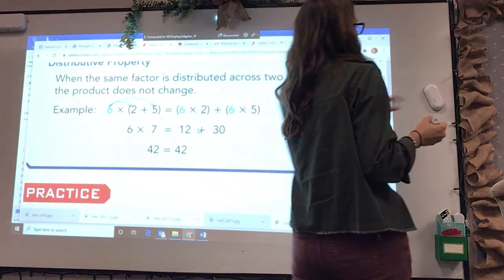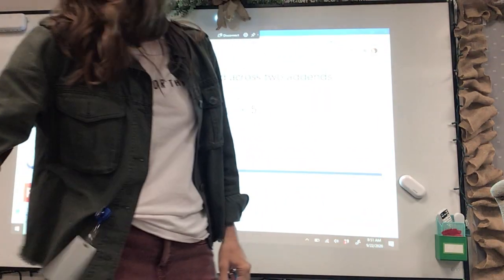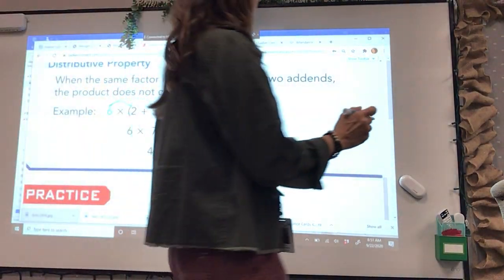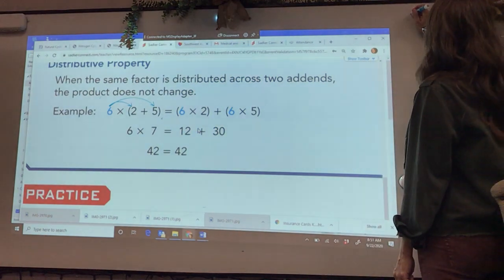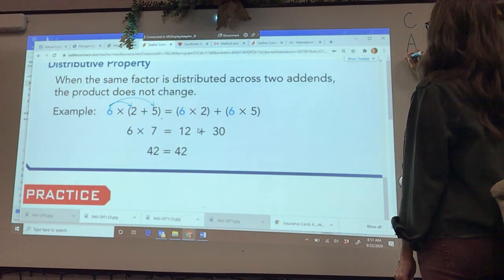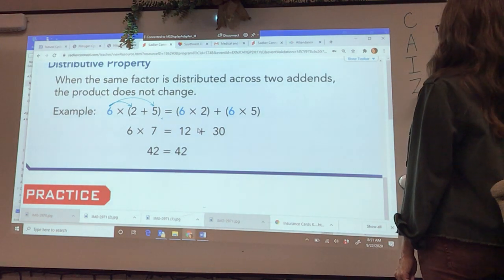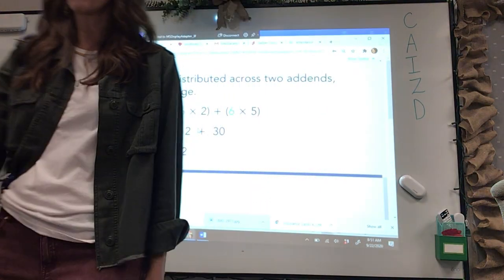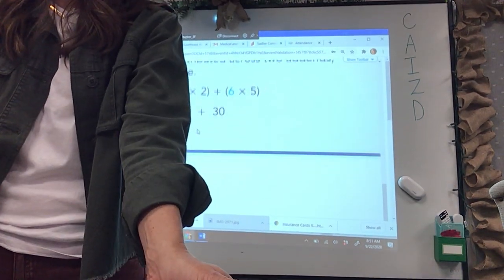Now, I would like you to tell the property of the problem that I'm going to give you. You can either write C for commutative, A for associative, I for identity, Z for 0, or D for distributive. You know all 5. So which one is number 1?